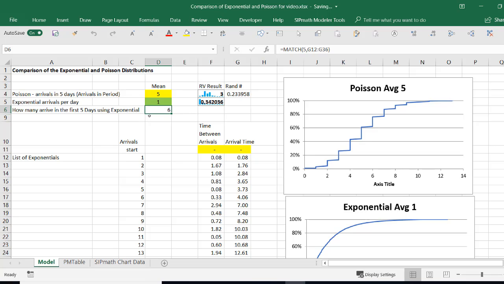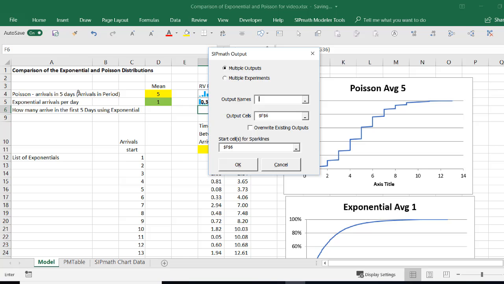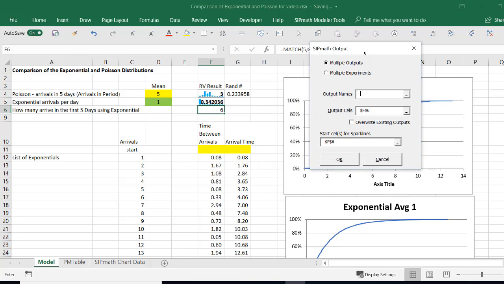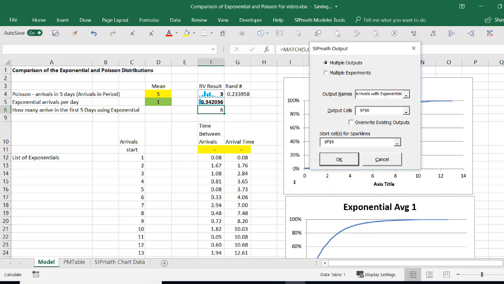And so now we want to define this. Actually, I think as a result, I want to put this over here. So we'll just move it over here. Okay. So now we'll define this as an output. SIPmath define outputs. And we'll define that as, how about, arrivals with exponential. Okay. And it gives me that because I had some blanks in there. I say yes.